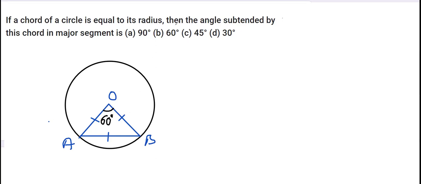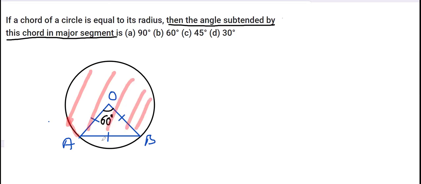Now, if I read the later part of the question, they are saying the angle subtended by this chord in the major segment. Well, we can figure out which is the major segment here. This is the major segment, right? And this part is the minor segment. So they're asking for the angle subtended by this chord on the major segment. So clearly the major segment is anywhere on this part, I can draw anywhere. Say I draw over here.